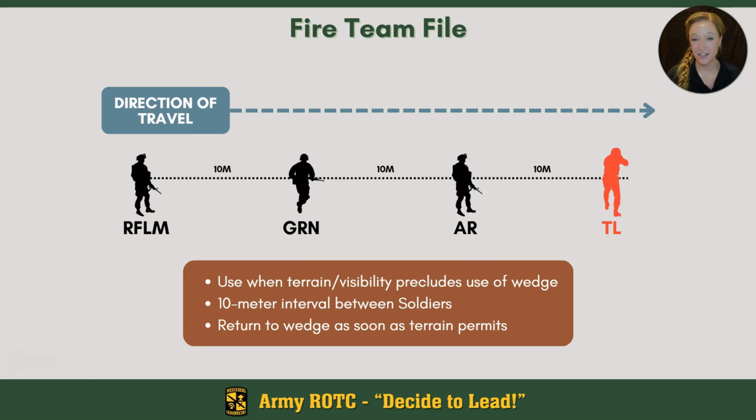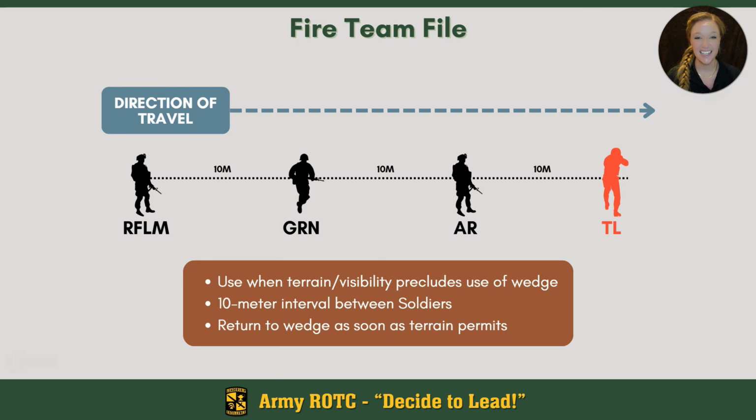Now we're still going to maintain that 10-meter difference. The problem that a lot of people find when they go from a wedge into a file is that they end up kind of getting too close to each other. So they stack up on top of each other. You have to remember to keep that 10-ish meter difference between soldiers. Otherwise, you end up just real close, and then you're just an easier target. So you'll want to spread out, make sure you're keeping that spread.